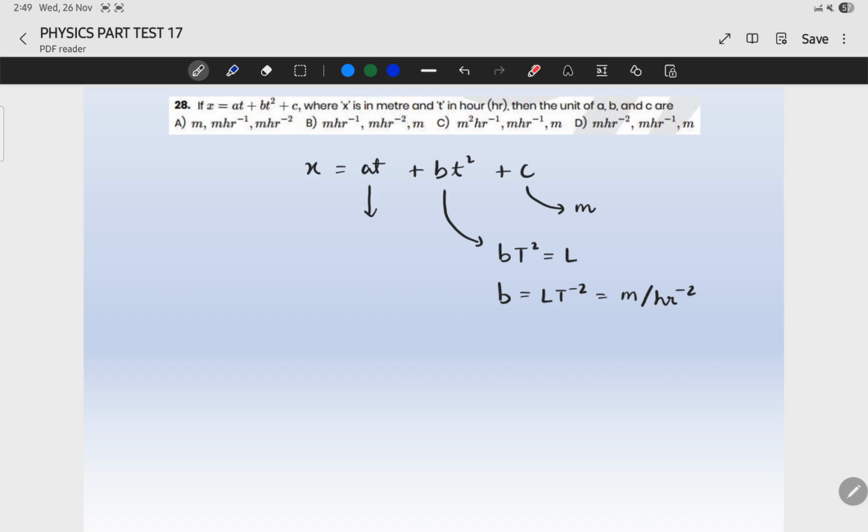A is, AT is equal to L. So A is LT minus 1, which is meter per hour. This is the correct answer.